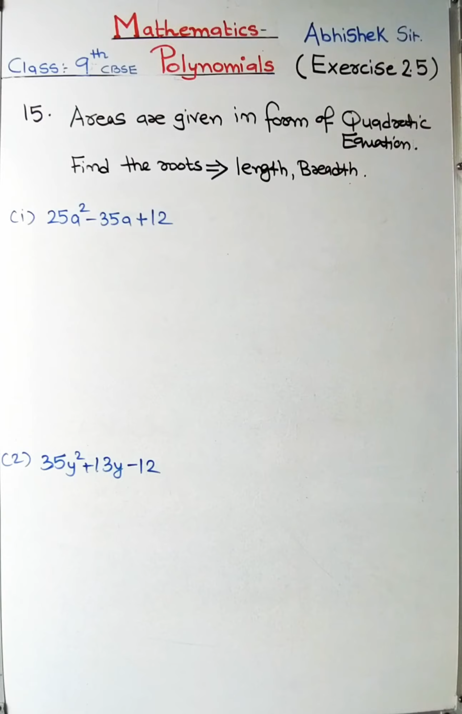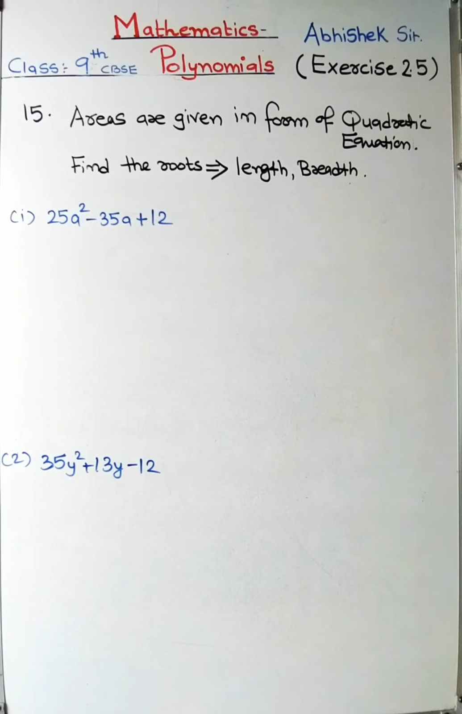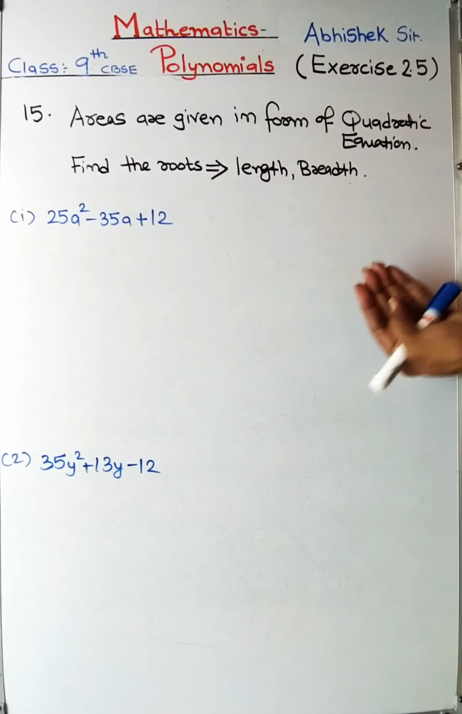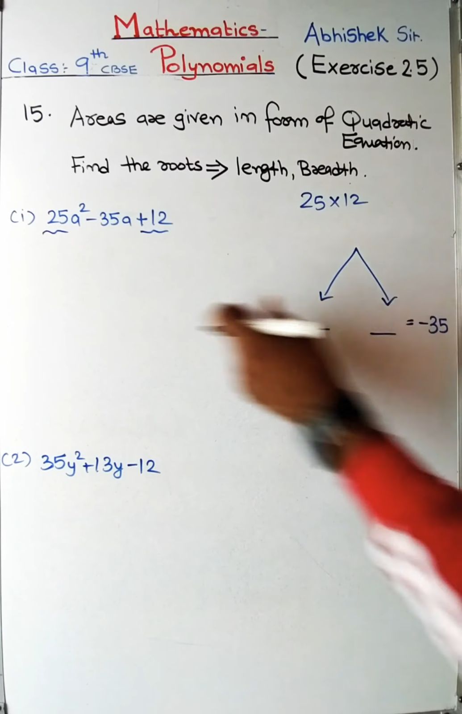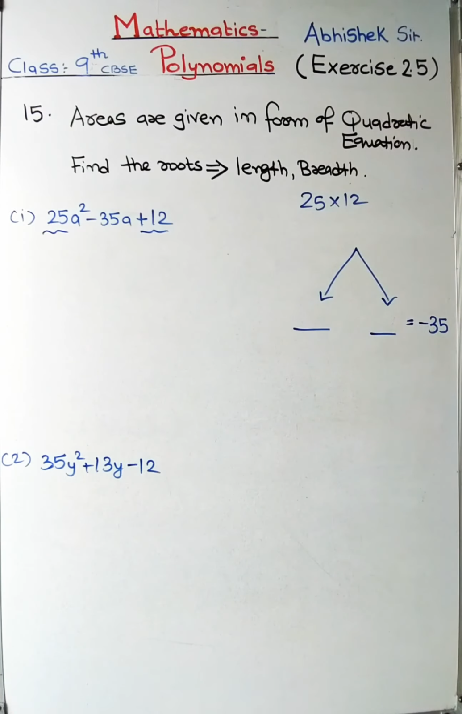The last two questions are very interesting. We will be solving quadratic equations only, but that answer will be the length and breadth, because these expressions are said to be the areas. Okay, so let us use the middle term splitting formula to go for the roots, and the two brackets will be the length and breadth. So what we have to do is split the product of 25 and 12 into factors in such a way that we are getting minus 35.